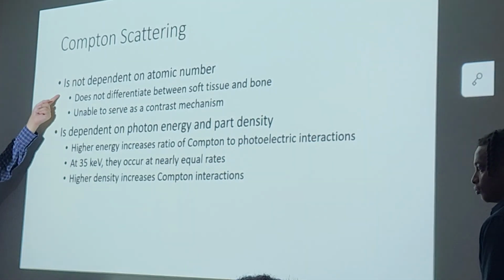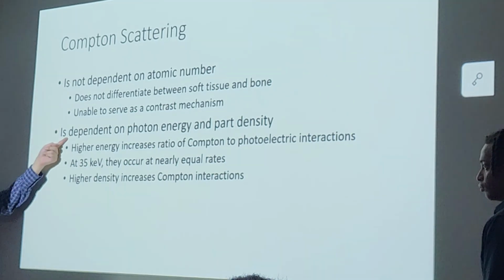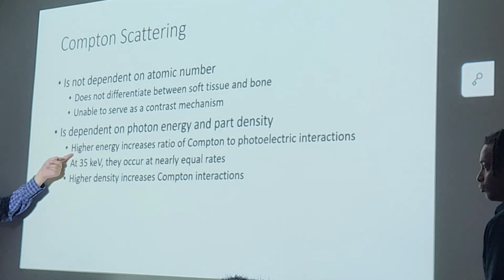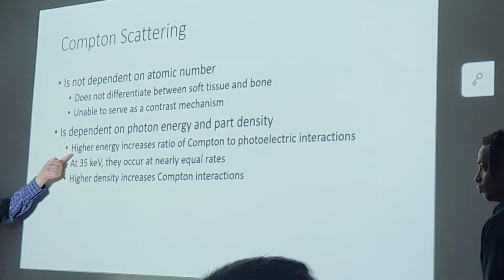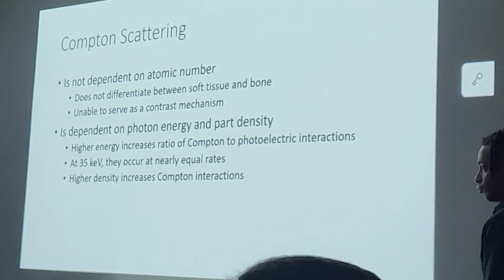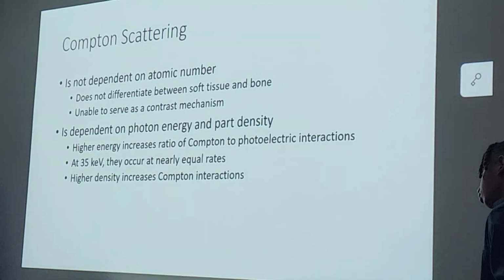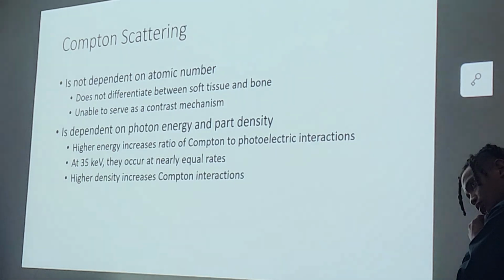What do you notice? It's not dependent on the atomic number. What do you notice? Dependent on kVp. How is it dependent? Higher energy means more Compton, less photoelectric, right? Also, in the scattering, it's photons, and in the photoelectric, it's electrons. Both of them release photons and electrons.